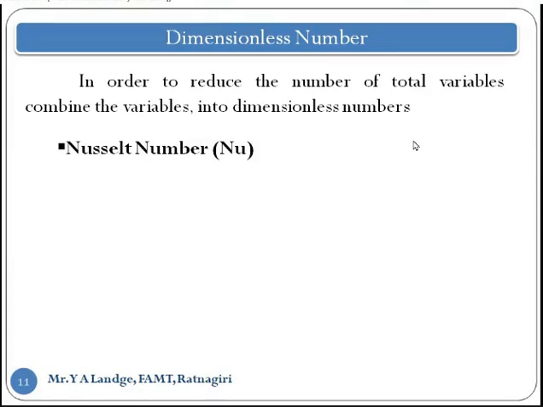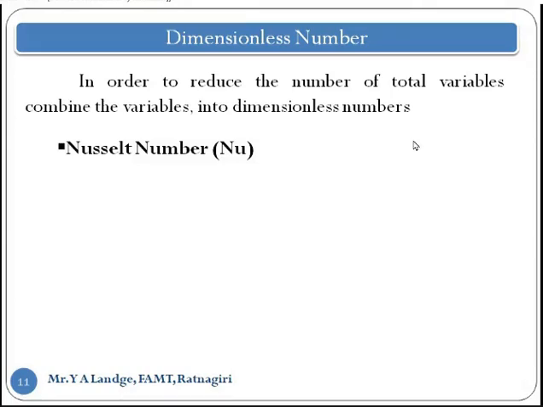Many times, even in a GATE examination, they ask about dimensionless numbers in heat transfer as well as in mass transfer. What is the analogy of the dimensionless numbers in heat and mass? When they ask questions related to that, it is very important to know the dimensionless numbers in heat transfer as well as in mass transfer. So first we look at the Nusselt number.